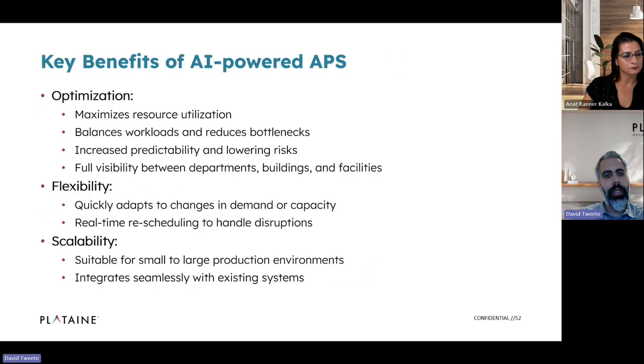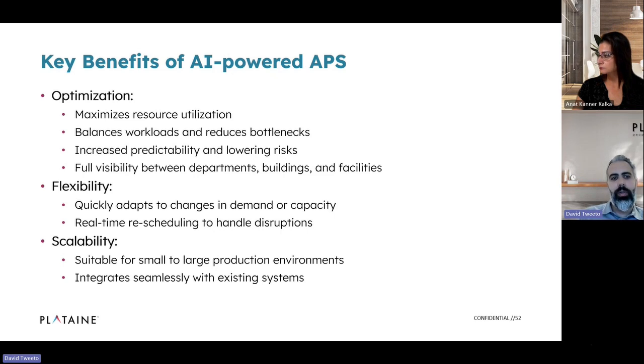And let's see some key benefits of AI-powered APS. So there is the old school APS, which is very focused on scheduling, and that's it. But when you introduce AI into the equation, you get far better optimizations in many aspects and many dimensions of your production. So, for example, you can maximize resource utilization. You can balance the workload and reduce the bottleneck. It can help you increase predictability and lower the risks, and it gives you full visibility between departments, buildings, sites, facilities, and factories. It allows you greater flexibility. You can quickly adapt to changes in demand, in capacity, or any other dimension that we covered today.